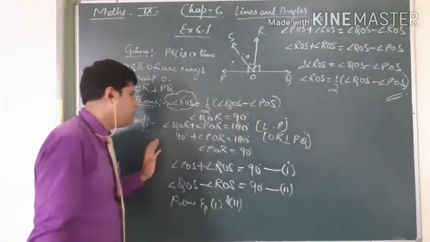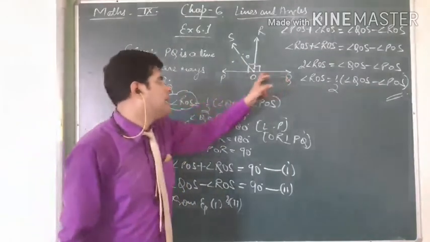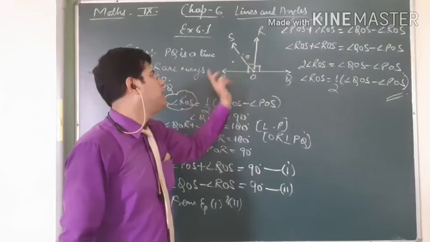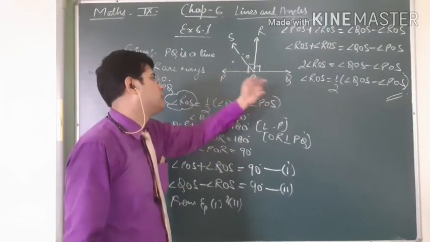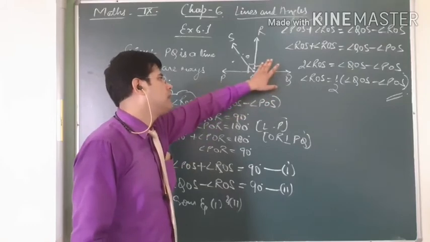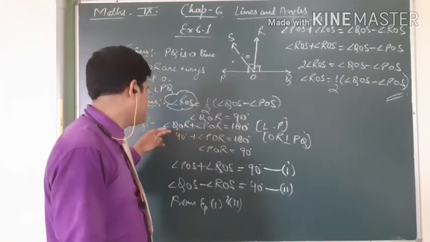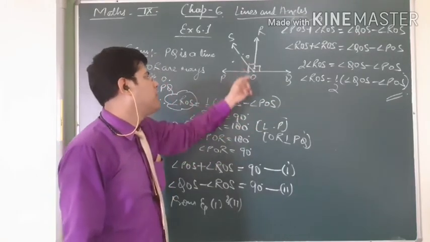So what do we do? Firstly we take angle QOR as 90, and QOR and POR make together 180 by linear pair. I already told you this one is a line. So when we put this 90 in the place of QOR, the remaining part POR is 90.